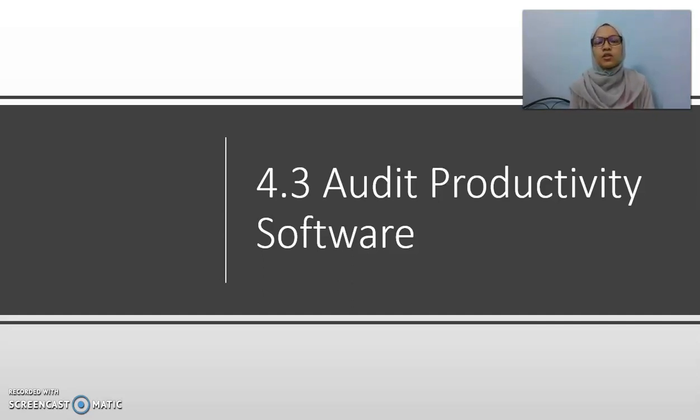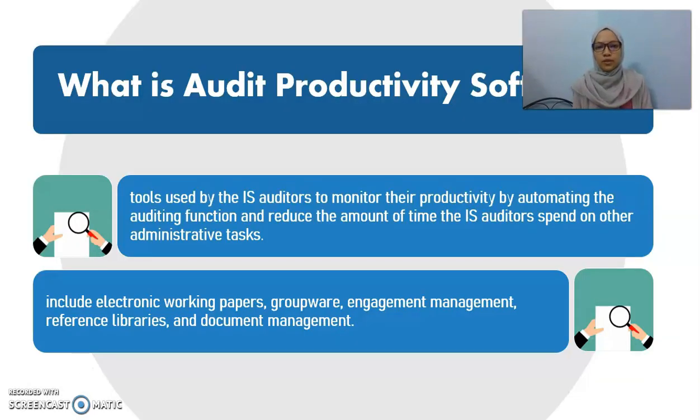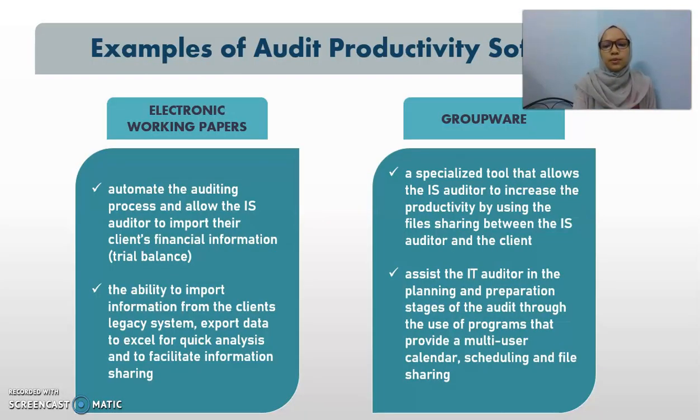My metric number is 252650 and I will proceed with the next subtopic, which is 4.3 Audit Productivity Software. So audit productivity software is the tools used by the IS auditors to monitor their productivity by automating the auditing function and reduce the amount of time the IS auditor spends on their administrative tasks. Audit productivity software also includes electronic working papers, groupware, engagement management, reference libraries, and also document management. So these are several examples of audit productivity software.